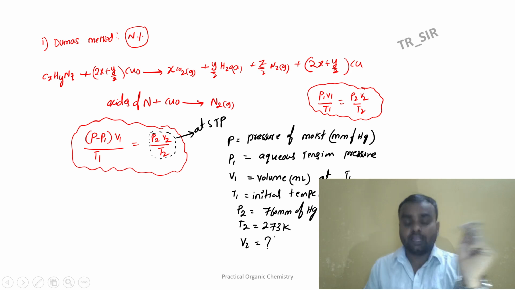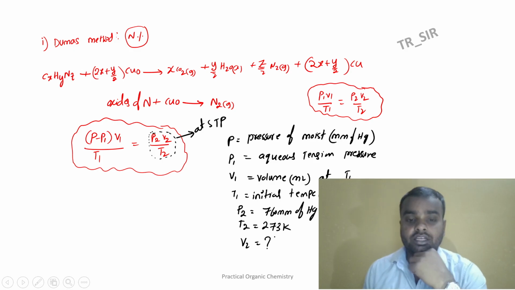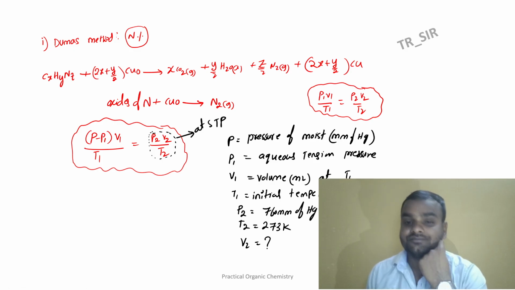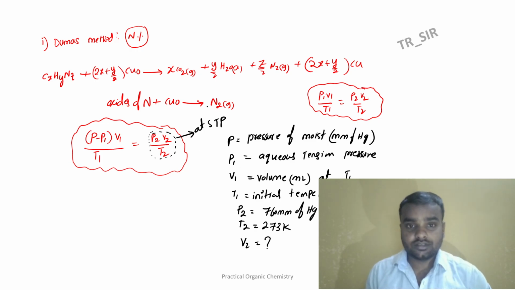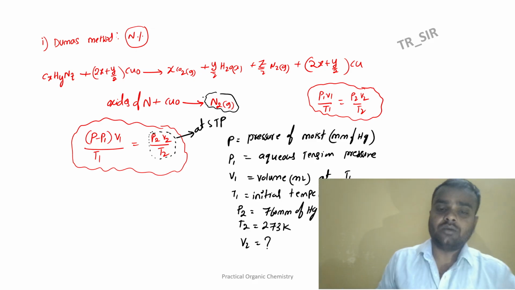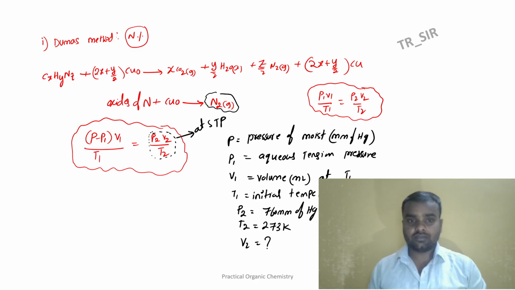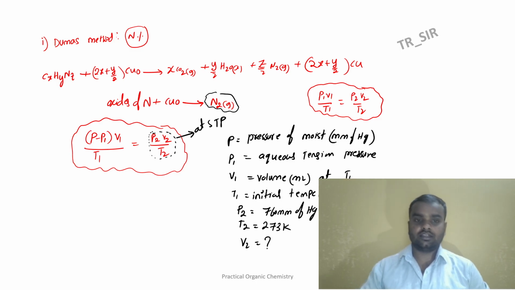We know that at STP condition, volume will be 22.4 liter, but only when the number of moles of the gas is 1 mole. But we don't know how many moles of N2 are produced. For an unknown number of moles, at STP we should not take 22.4 liter.